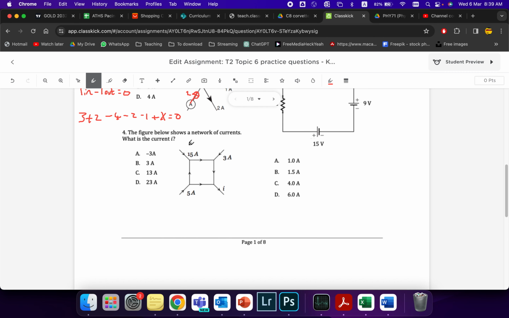Same idea here now, so let's just use our brain. We have 15 coming in, plus 5 coming in, plus 3 coming in. I don't care about this, but what's coming out? This must be equal to all of that, right? Because I in equals I out. So 15 plus 3 plus 5 is 23.